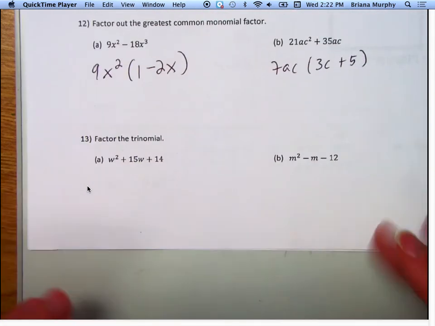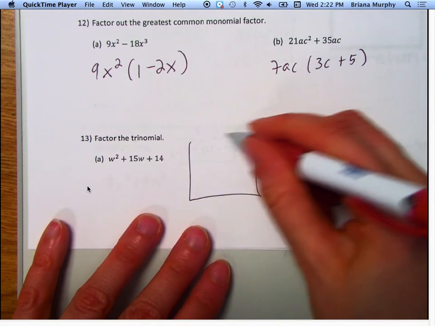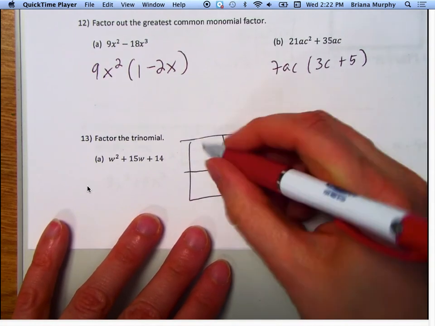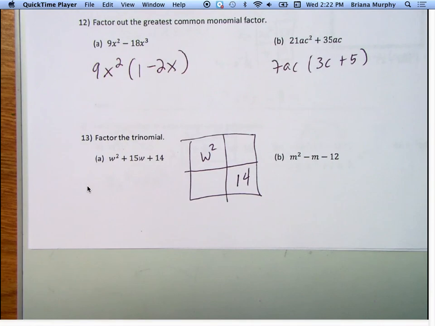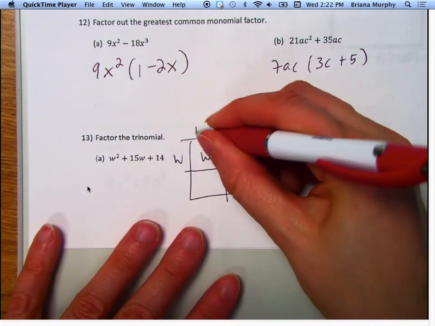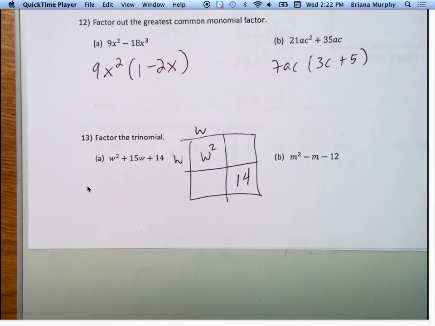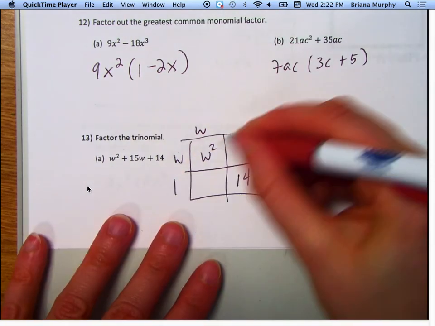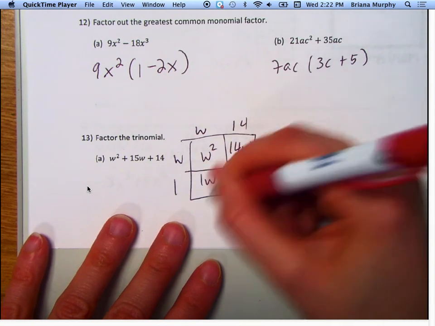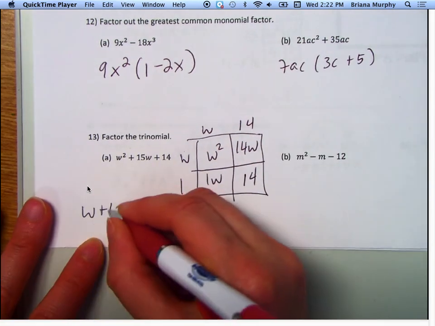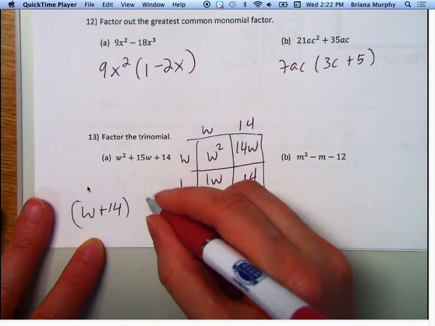Okay, let's do number 13. Let's factor. I'm going to make my box. I'm going to make this w squared and this 14. Each of these are w. What two numbers multiply to give us 14 that add to give us 15? 14 and 1, right? So I get 14w and 1w that adds to be 15. Okay, so w plus 14 times w plus 1.